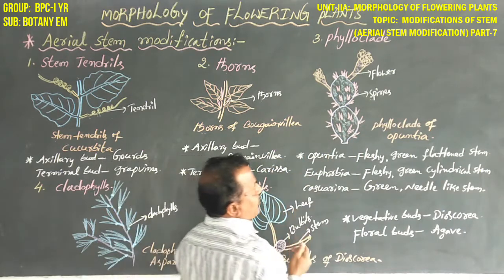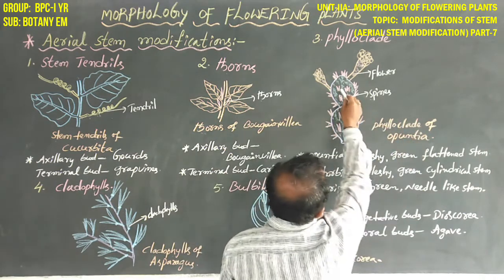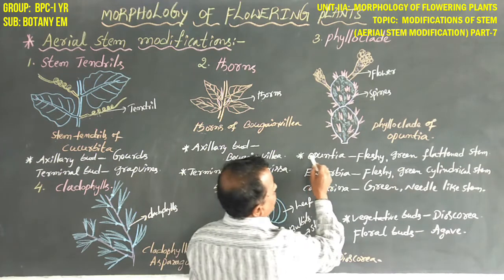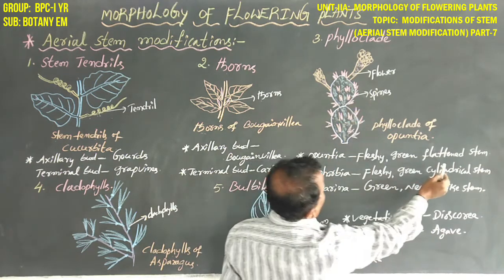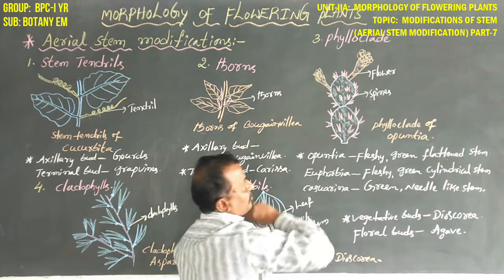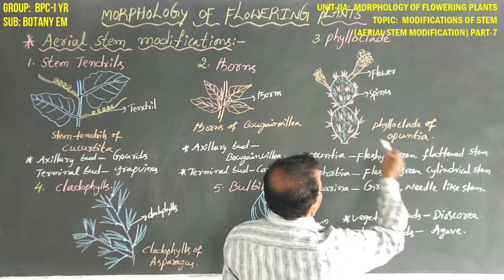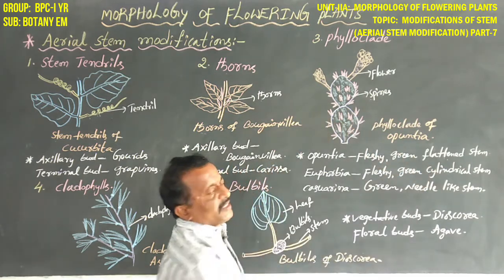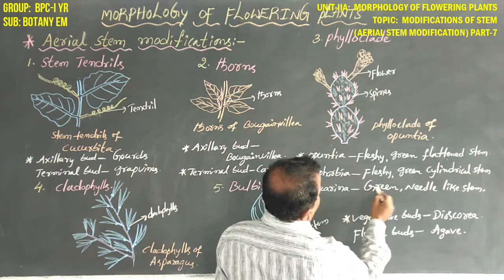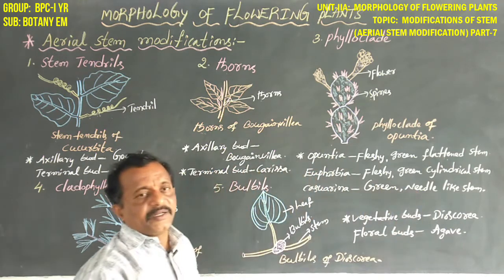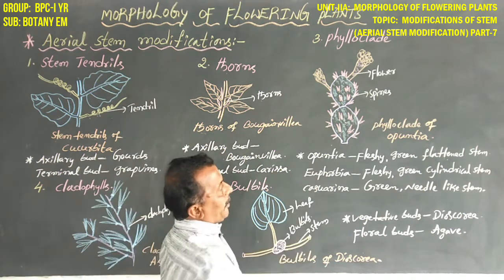In some plants, especially Opuntia, this is a phylloclade of Opuntia. The Opuntia phylloclade is fleshy, green in color and a flattened stem. And Euphorbia is also fleshy, green and a cylindrical stem. And Casuarina is also a green, needle-like stem. So this is a phylloclade.